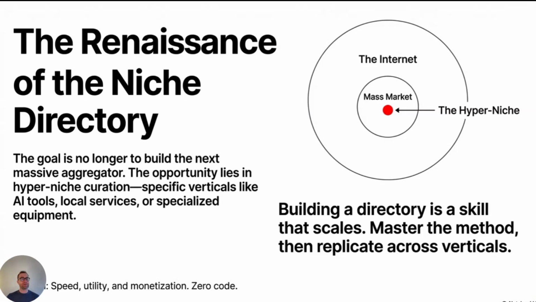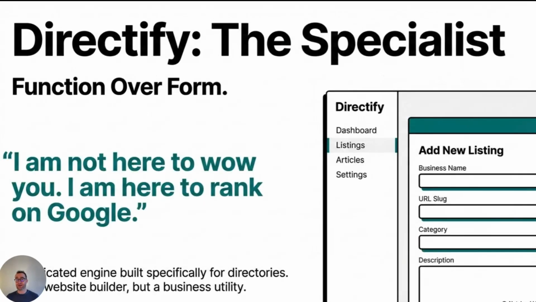So think about maybe AI tools. It can be local services. It can be specialized equipment. It can be a whole bunch of things, but you want to be focused on a very specific niche because you have to be able to talk specifically to people that are in that niche, that are looking to buy that type of product. So a great one that I use is different products. So you can build it around a very specific set of products.